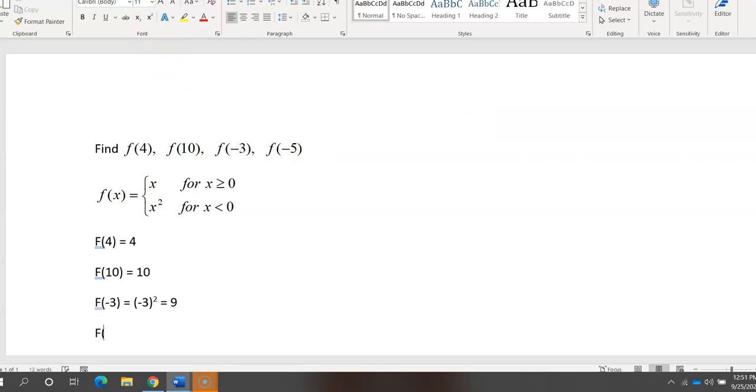All right, and then lastly, let's do negative 5. Well, again, if we look, negative 5 is not greater than 0, so we don't want to plug it into the first piece. Negative 5 is less than 0, so let's plug it into the second piece. Negative 5 squared. Well, that's going to give us 25.